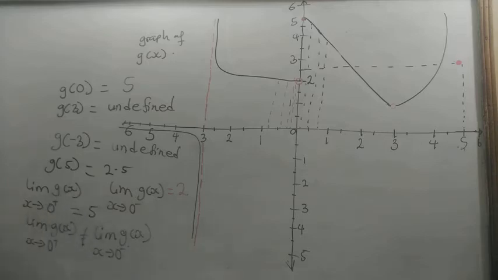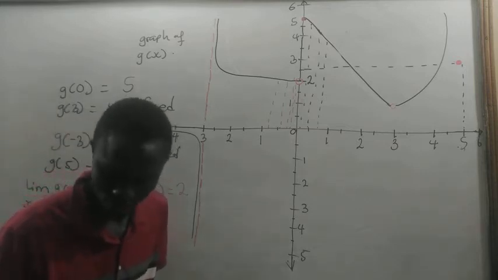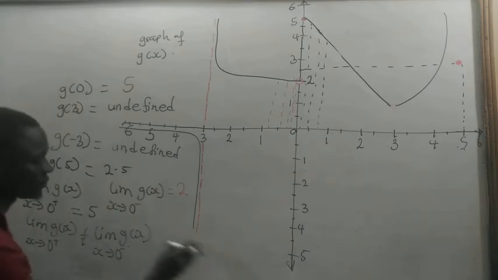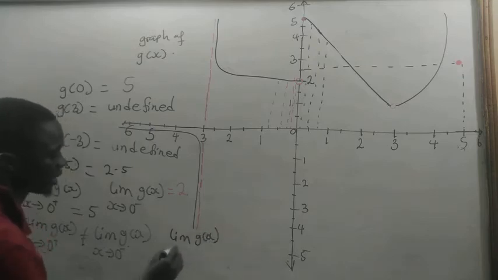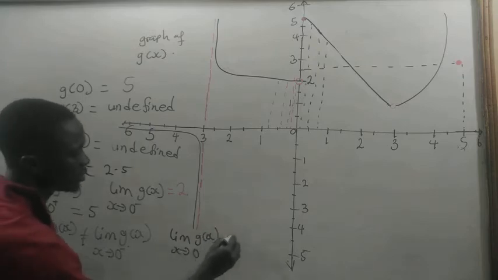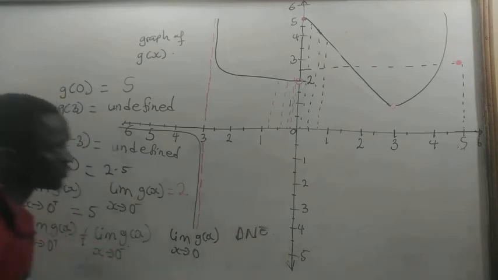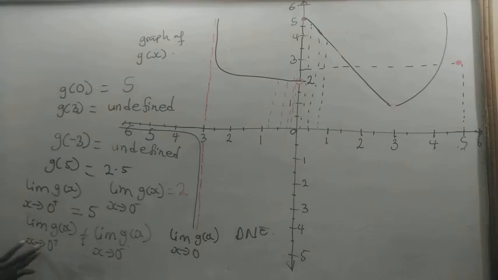So you conclude that the limit of g of x as x approaches 0 does not exist. It does not exist because the left hand side limit is not equal to the right hand side limit.